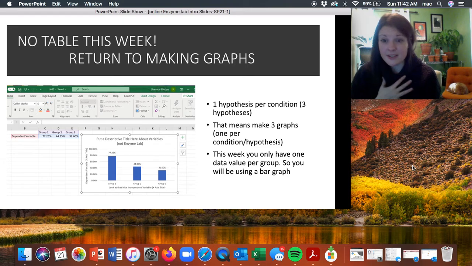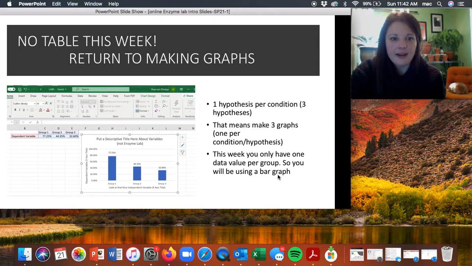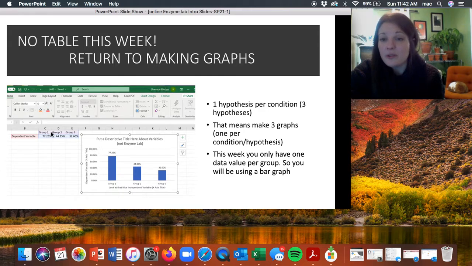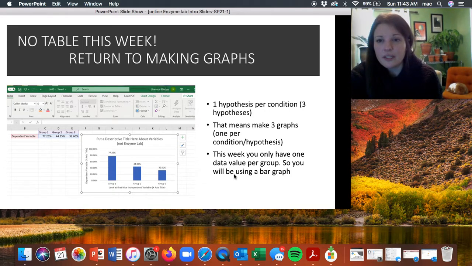So this is my graph for the ravioli scenario. So one hypothesis per condition, which means you're making 3 graphs. So notice that I put my data, my dependent variable here, and then this is my independent variable with my different groups, and you will just have one type of data here. I think you only get one translucent or transmittance data point.